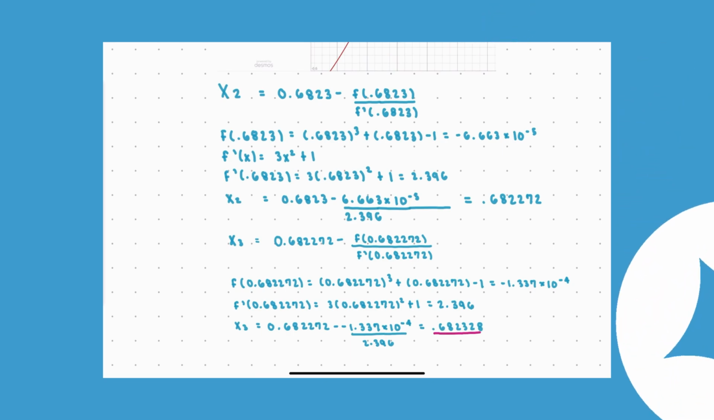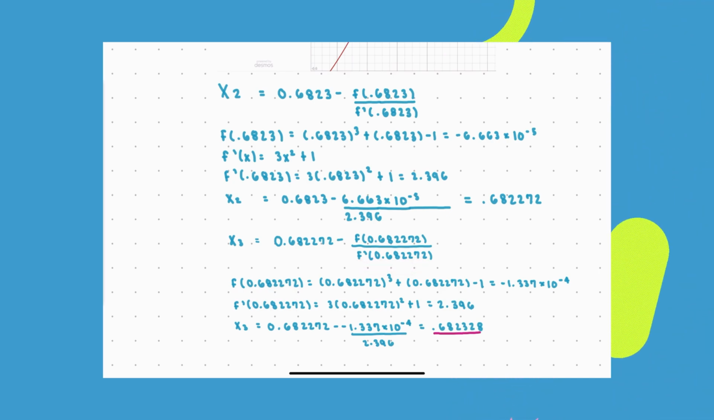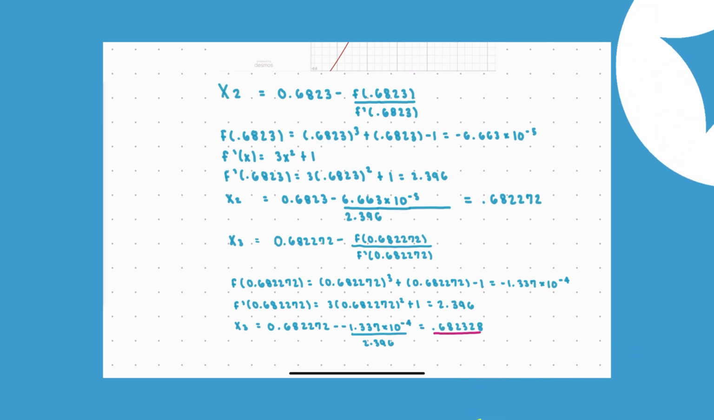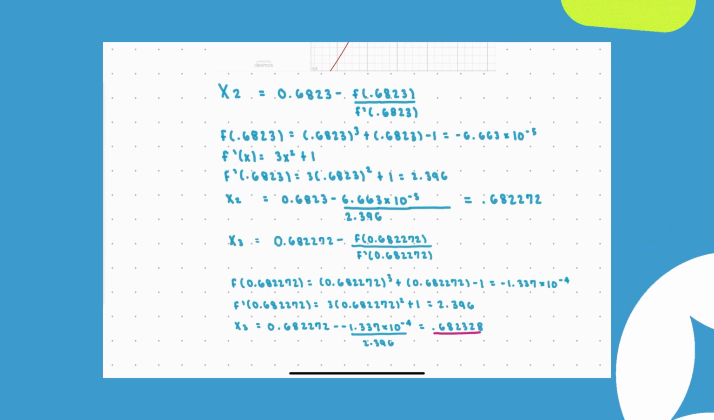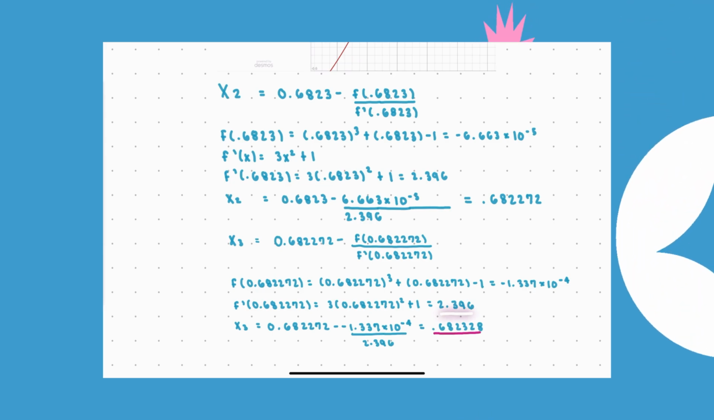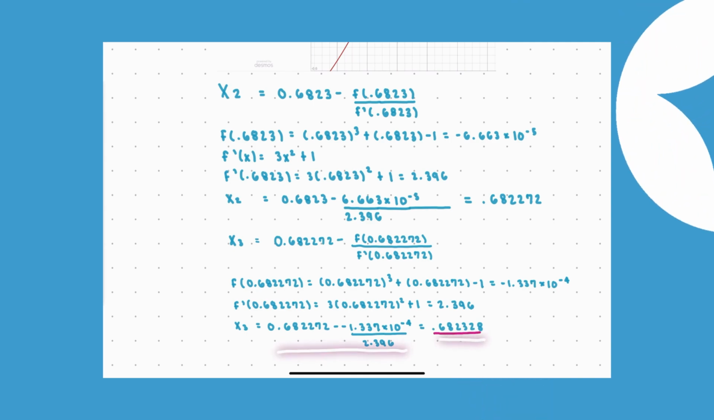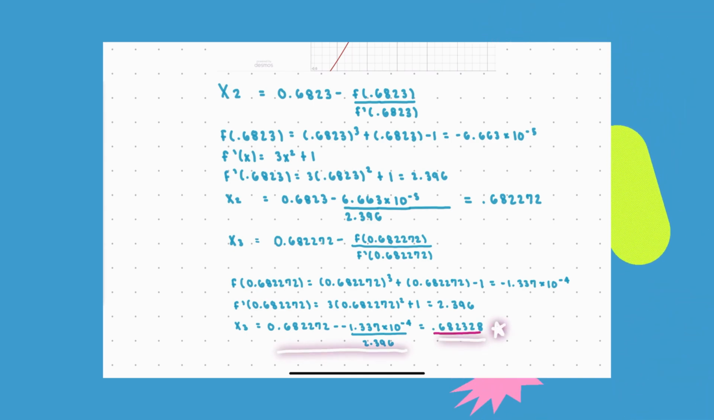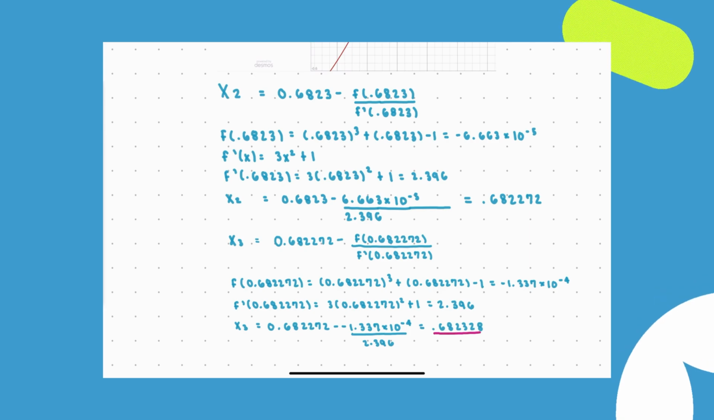Next, we found f of 0.682272, and then we also divided that by f prime of 0.682272. So, to find the answer of the original equation, we did f of 0.682272, and that gave us negative 1.337 times 10 to the negative fourth, and then we found f prime of 0.682272 to get 2.396. We then divided both of those values and subtracted it from 0.682272 to give us our final answer of 0.682328, which is our closest approximation to the real solution.